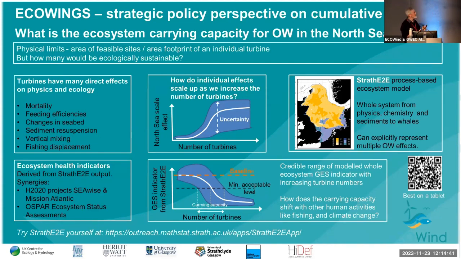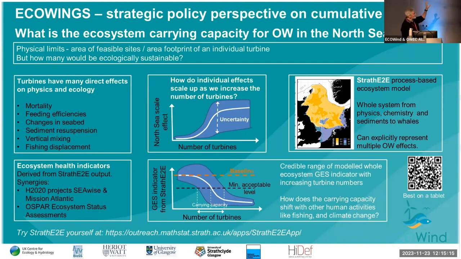But the next stage is to ask the question, how do those scale up as we increase the number of turbines? So in the middle top, let's take mortality of seabirds. At the North Sea scale, no turbines, no additional mortality. As we increase the number of turbines, we'll see a small increase in mortality, and then perhaps at some point there'll be a rapid increase and it will reach some saturation level. And around that, there's a lot of uncertainty, not just because we don't understand the processes, but because it depends on where you put the turbines, how you space them, how you arrange them relative to each other. So that's the next step.